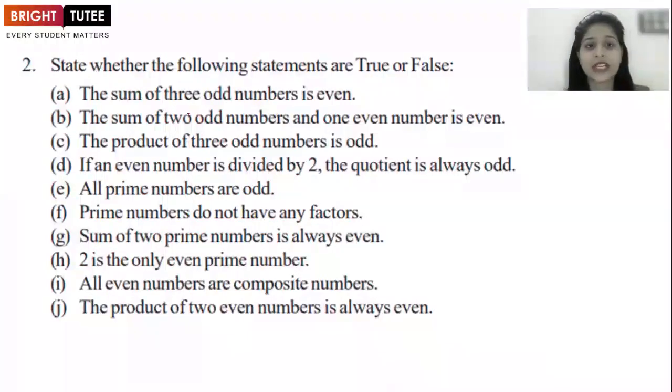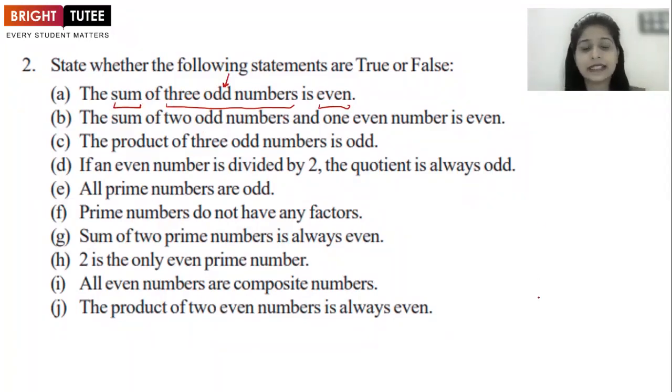Here we have to state whether the statements are true or false. So we can take up some examples, try proving them, and then state whether they are true or false. Let's focus on the first one. The sum of three odd numbers is even. So what are they saying? When you add three odd numbers, the sum is even.